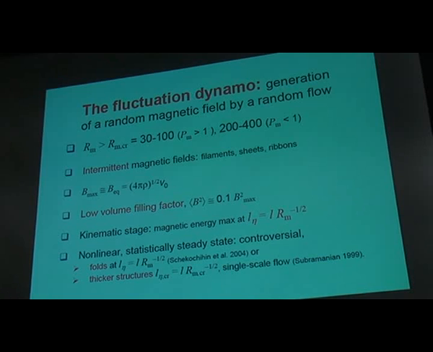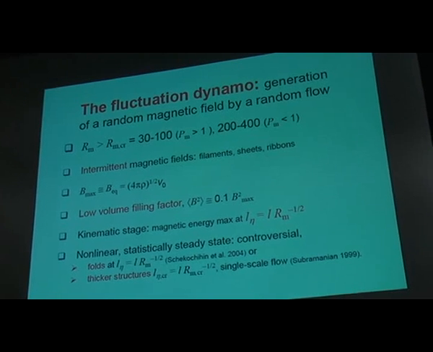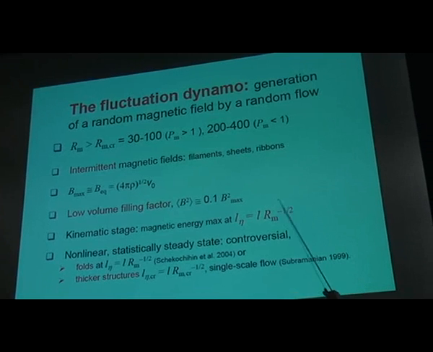The other model, suggested by Kandaswamy Subramanian, is that what happens in the nonlinear stage is that the magnetic Reynolds number is renormalized to its critical value.